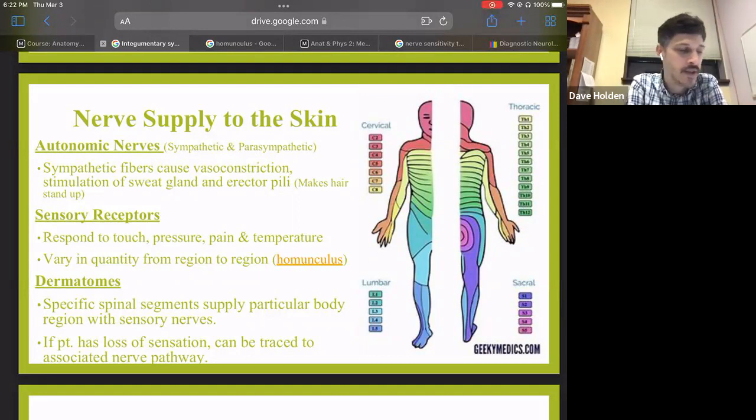All right, so we last covered nerve supply to the skin. We talked about autonomic nerves, which would be both from the sympathetic division and the parasympathetic division. We talked about sensory receptors and how they respond to the various stimuli, and they can vary in quantity from region to region. We see that variation in the representation of the homunculus. So the large hands and large lips are meant to show you've got a lot of nerve endings in those areas, not as much in areas like the back or in the legs.